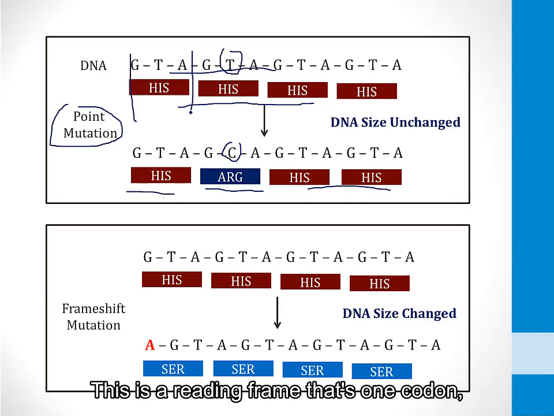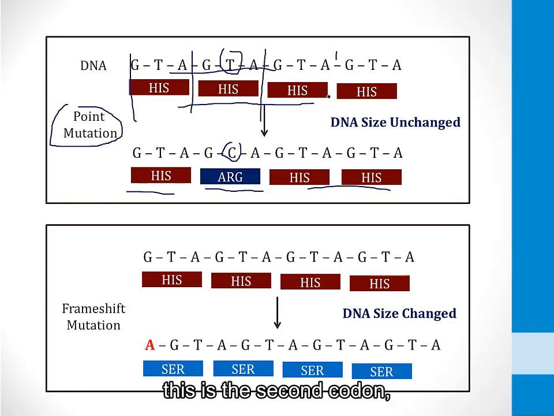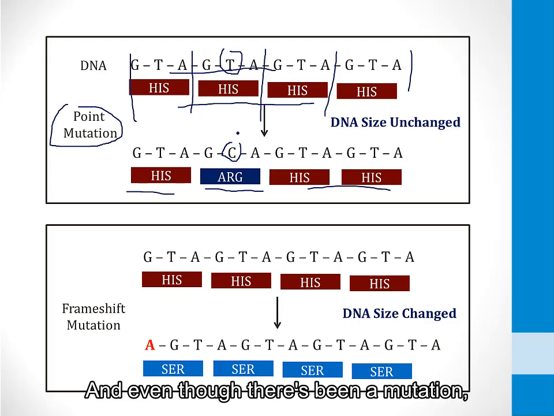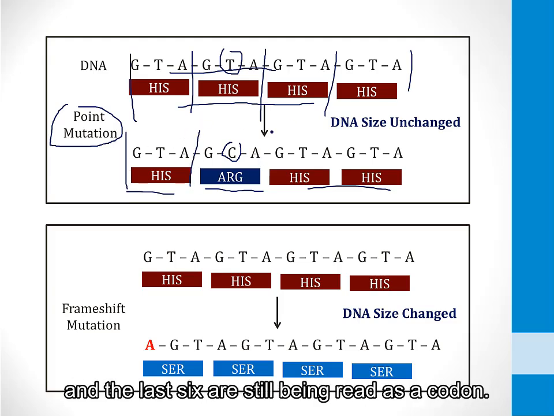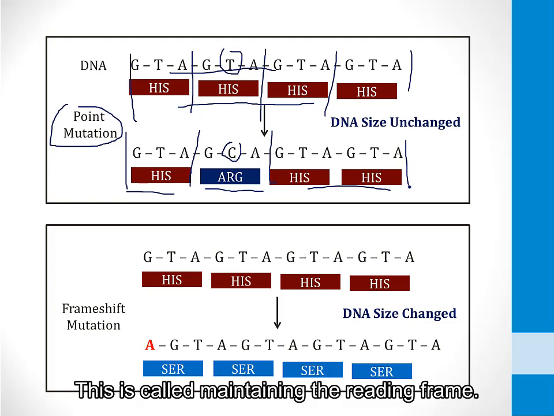This is a reading frame, that's 1 codon, this is the 2nd codon, this is the 3rd, and this is the 4th. And even though there's been a mutation, the first 3 are still being read as 1 codon, and the last 6 are still being read as a codon. This is called maintaining the reading frame.